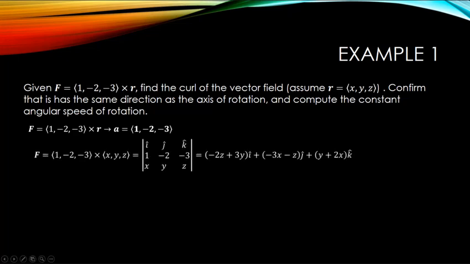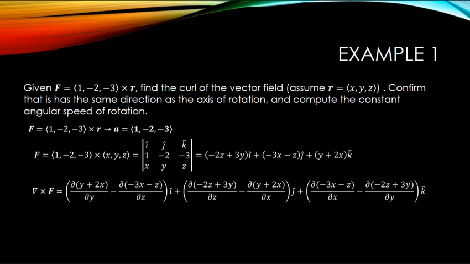Now all I have to do is compute the determinant of my 3x3 matrix with the first row populated with i hat, j hat, k hat, the second row populated by 1, -2, -3, and the third row populated by x, y, and z. I get -2z plus 3y in the i hat direction, plus -3x minus z in the j hat direction, plus y plus 2x in the k hat direction.